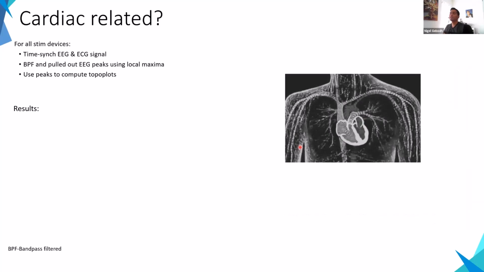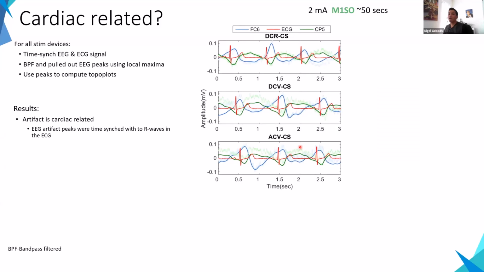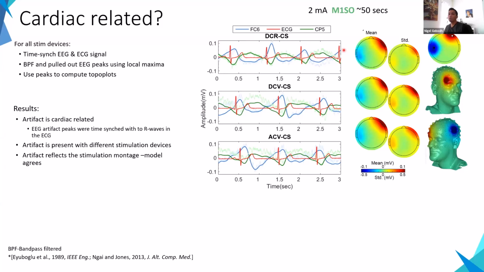So the first thing we tackled was the cardiac relationship. We took the data, bandpass filtered it, and time locked it with ECG activity. And what we saw was that the artifact was cardiac related. It was time locked a few milliseconds after the peak of the R wave in ECG. We also saw that the artifact was present across different stimulation devices, so it's device independent.